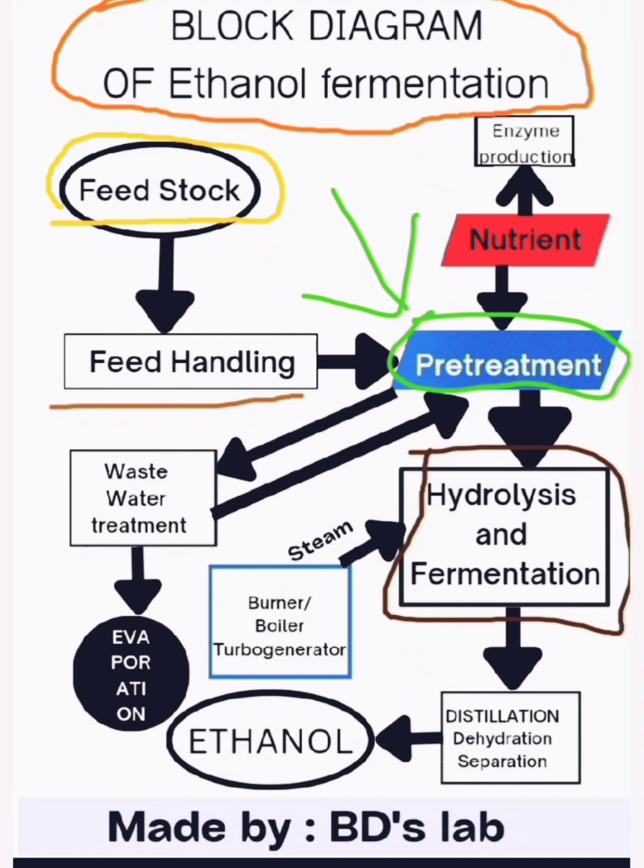After hydrolysis and fermentation, distillation, dehydration and separation of ethanol take place. Not all alcohols are distilled. Whiskey, rum and vodka are distilled alcohols, while wine, beer and cider are some of the non-distilled alcohols. Finally, we can get our desired ethanol through fermentation carried out in industries.